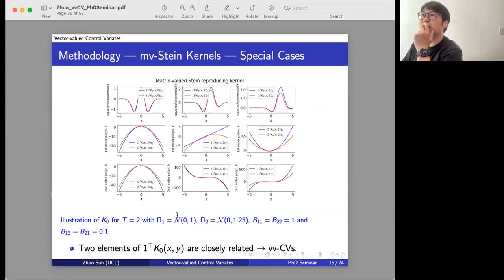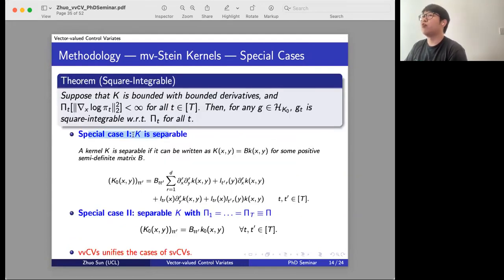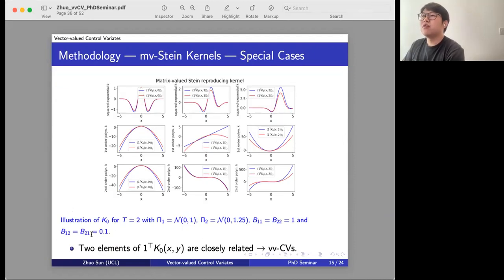So here I'm showing an illustrative example of the matrix-valued Stein kernel. I'm using special case one, when the base kernel K is separable and we have different distributions of interest. The matrix B here I fixed to be a matrix with one on the diagonals and 0.1 on the off-diagonals. The two distributions I'm choosing are the standard normal and a distribution slightly different from the standard normal. The first row is when the base kernel is a squared exponential kernel, and the second and third rows are the cases when the base kernels are first-order and second-order polynomial kernels.